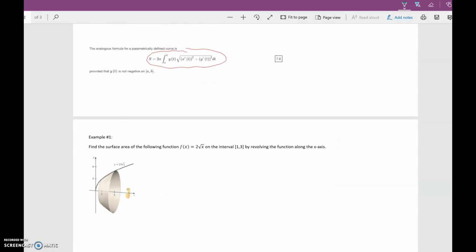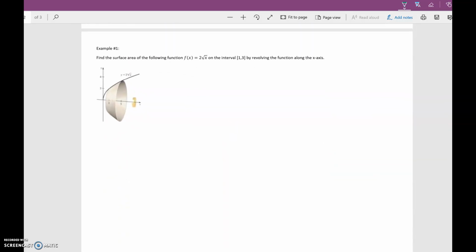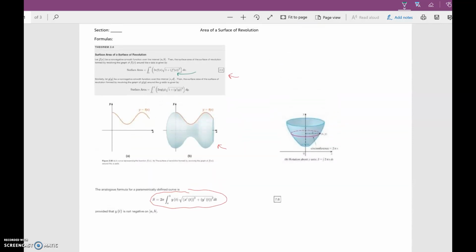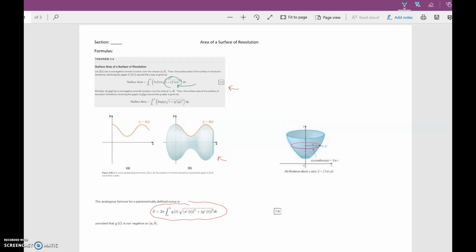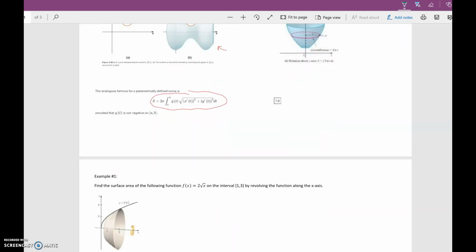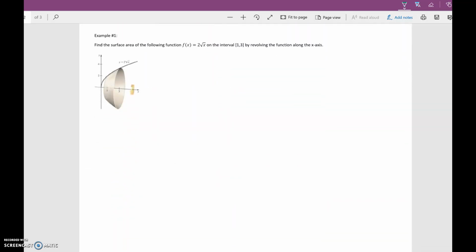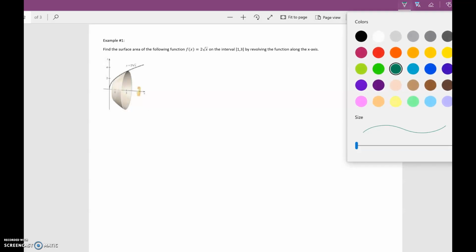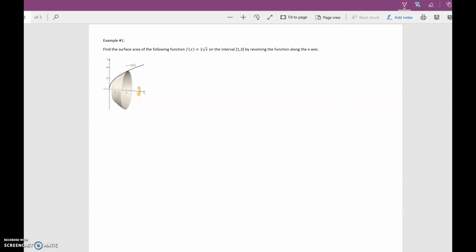So let's take a look at the first problem. Some of these are really short, others could be really messy. And because of the square root, I'm talking about this square root, it may require a specific factorization for them to work nicely and evaluate those integrals. Okay, so let's take a look at this problem. And we're revolving it along the actual x-axis.